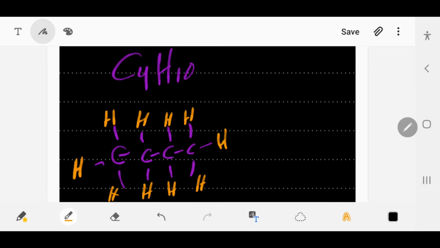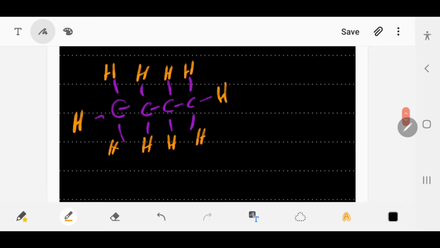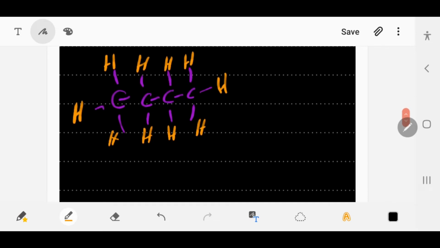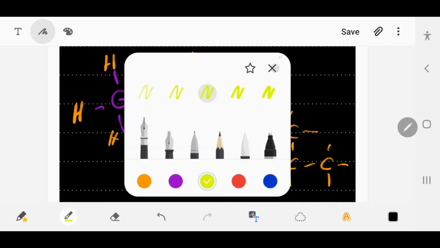Now, what do we mean by isomers? If we look at this compound, as you can see here, we can draw it in another form. For example, we can write 1, 2, 3, and the 4th carbon atom could be here. Then we draw the hydrogen atoms.